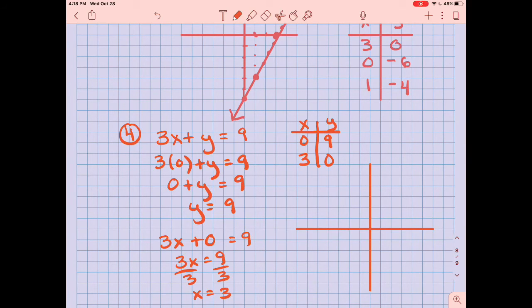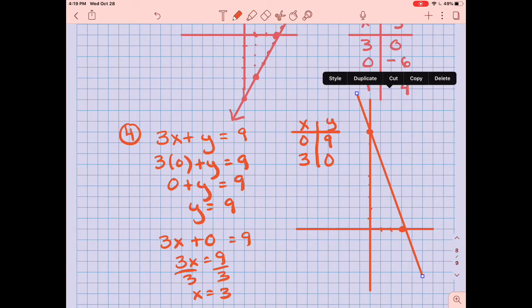So 0 and 9, this might be a little bit tall here, but that's okay. 1, 2, 3, 4, 5, 6, 7, 8, 9. Let's just make my graph a little bigger. And 3 and 0, 1, 2, 3 is right here. And then I'm going to need to connect my line. This doesn't usually work out super well. It'll be better when you do it in Alex. But that's the gist of that.